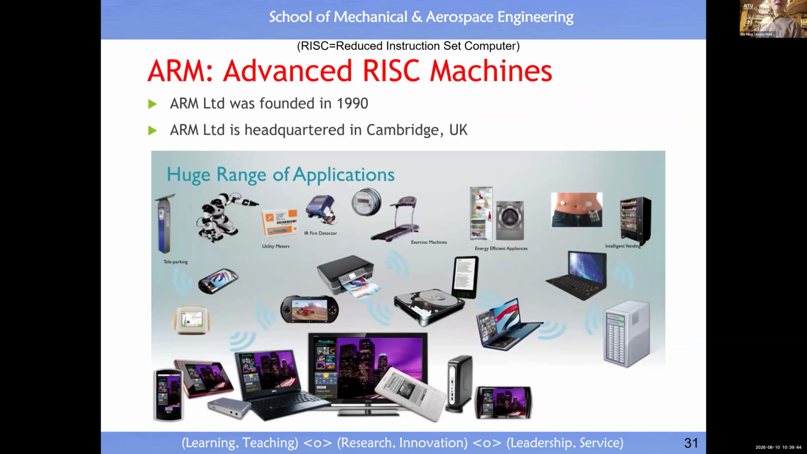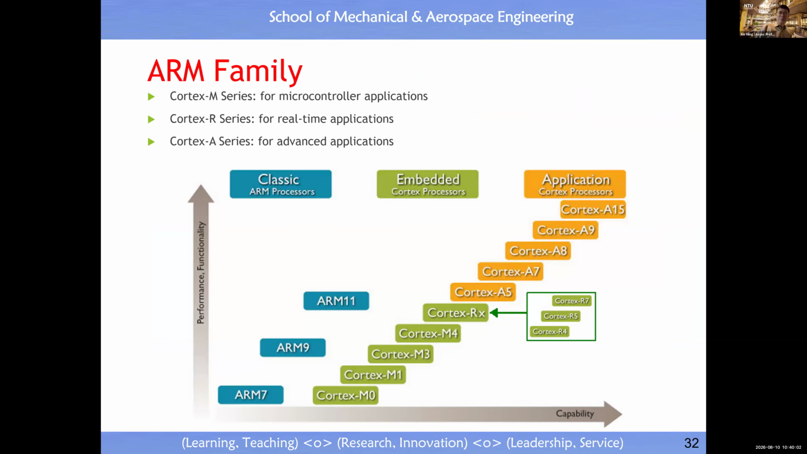ARM is a trademark, a company founded in the UK, and so far it is the most popular microcontroller in the whole world because people use it to design all kinds of machines, consumer electronic products in the whole world. Basically, this family has three types of microprocessor: the classic one, the embedded one, and the application one.